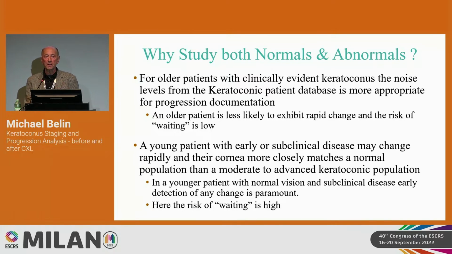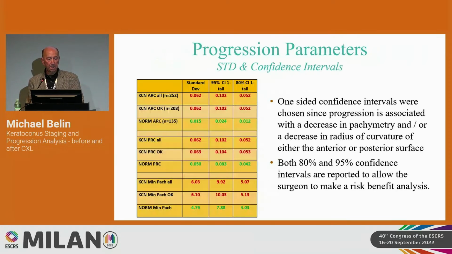We all know that the more advanced a disease gets, particularly a disease like keratoconus, the more inherently noisy measurements become. With a very advanced disease, for almost any condition, measurements tend to be more noisy. So we looked at both, as I said, a normal population, because that would be appropriate for your younger patients with early disease, and a more established keratoconic database for your older patients with more established disease.